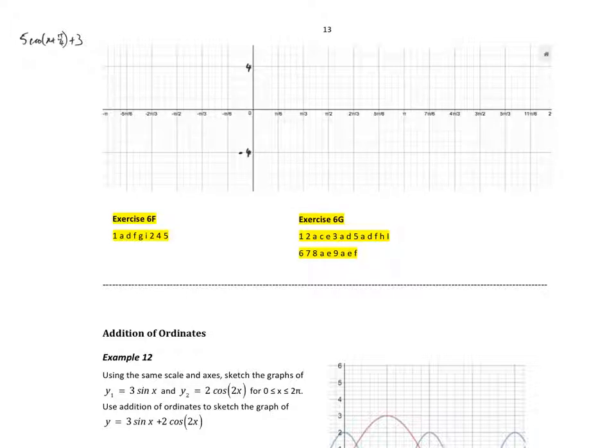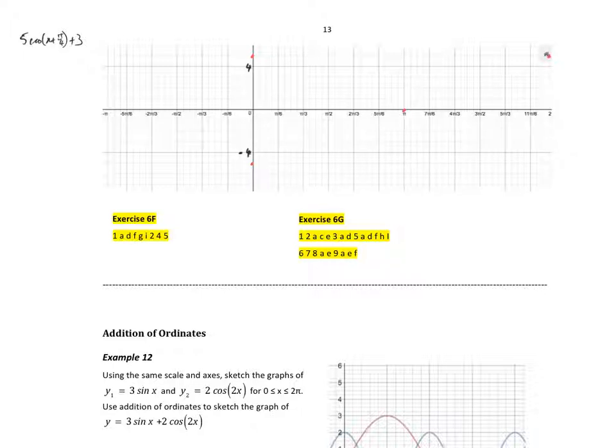All right, so first things first, let's just sketch our basic graph. Cosine, amplitude of 5, we go up to 5, down to -5. The period is 2 pi. So there's 0, 2 pi over there.